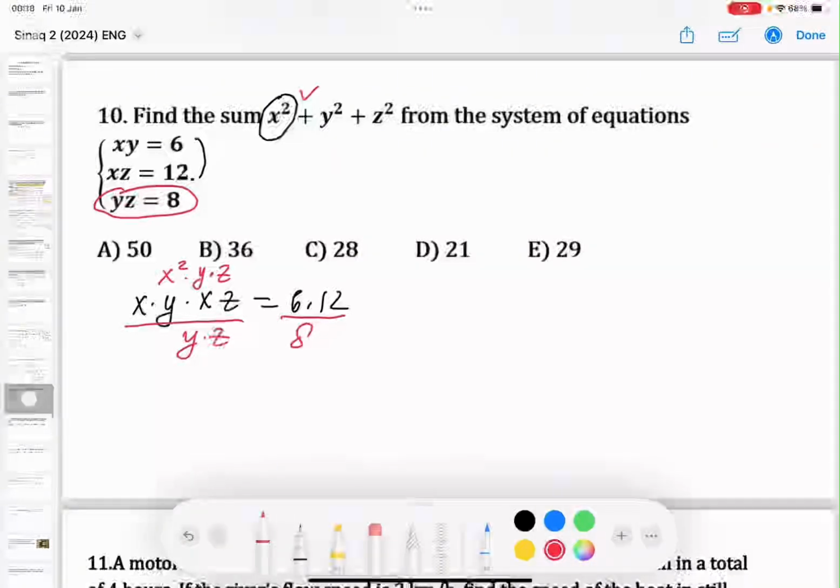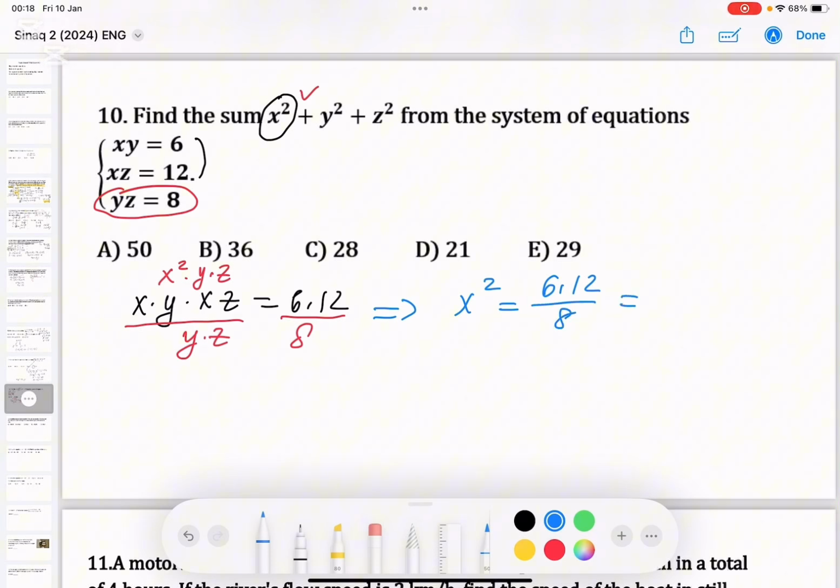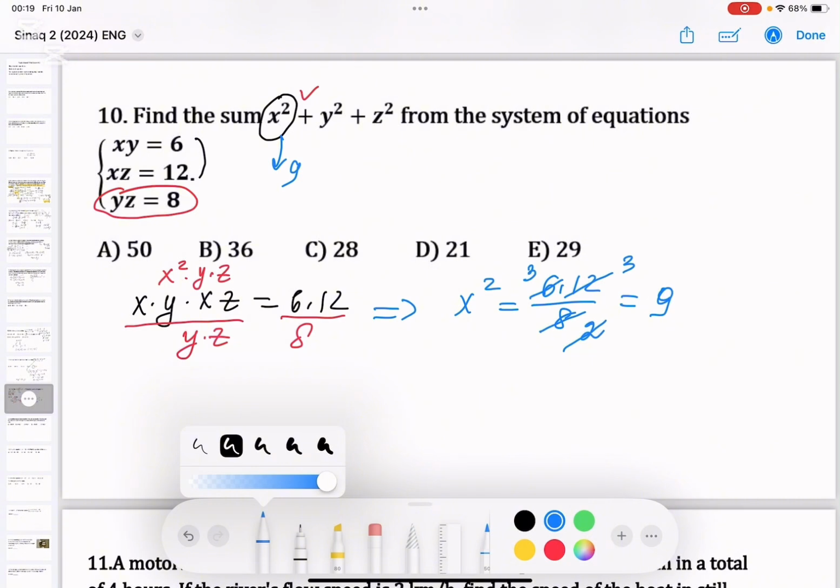So we see that x squared would be equal to 6 times 12 divided by 8. And the final answer, if we divide by 4, and divide by 2, is going to be 9. So x squared is equal to 9. Now, likewise, we can find y squared and z squared. So let's see what we can do about it.